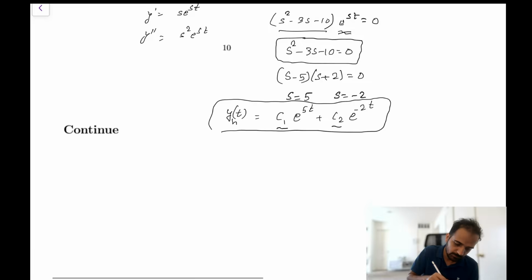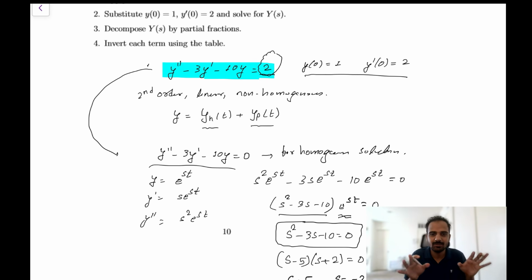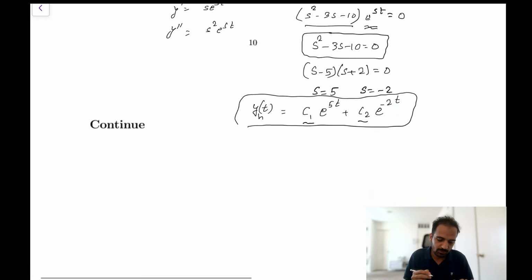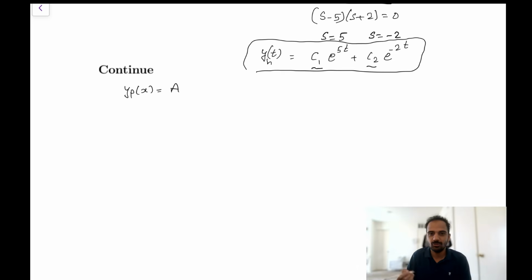For the particular solution, since the forcing function is just a constant, you can use the method of undetermined coefficients. This works for simple functions like a constant, a polynomial function, a sinusoidal or cosine function, or an exponential function. If the forcing term is just a constant, you can assume the particular solution is a constant.